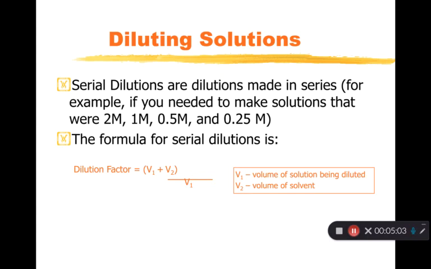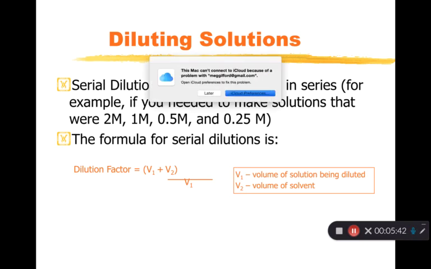Serial dilutions are where you make a dilution, you make something less concentrated, then you dilute that, and you make it less concentrated, and you keep going down until you have a really low concentration. And so for your dilution factor for serial dilutions, you take the volume of the solution being diluted and the volume of the solvent, and you add it together, and you divide it by the volume of the solution being diluted. And that'll tell you your dilution factor. But again, you don't have to do this. You could just keep using M1V1 equals M2V2 over and over again for every single dilution.